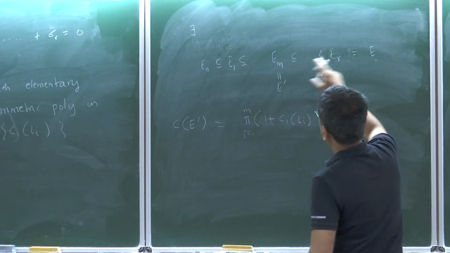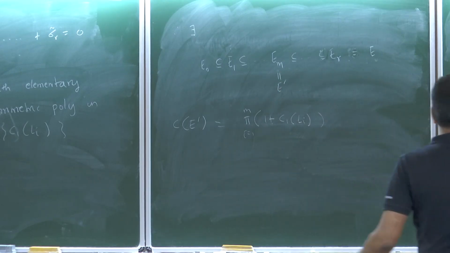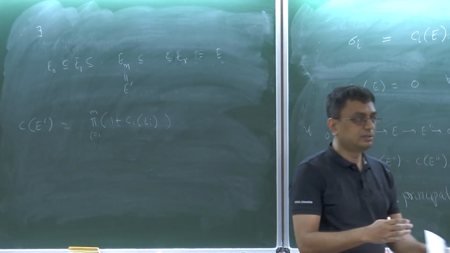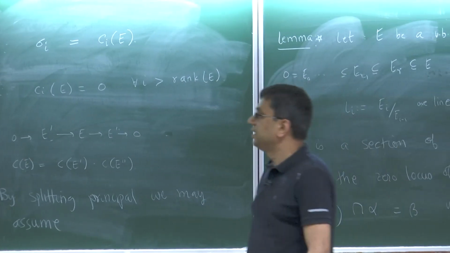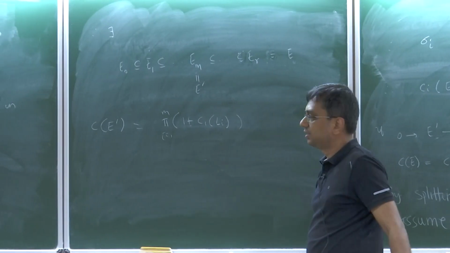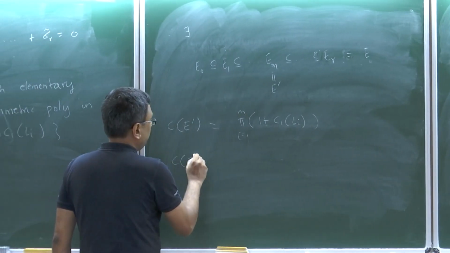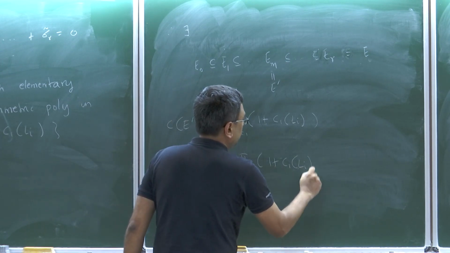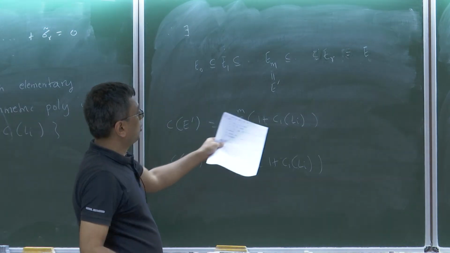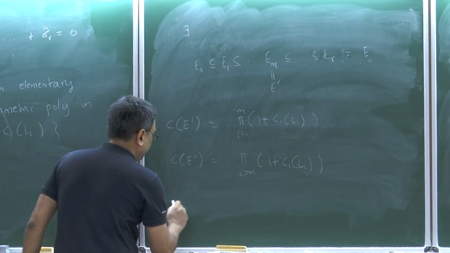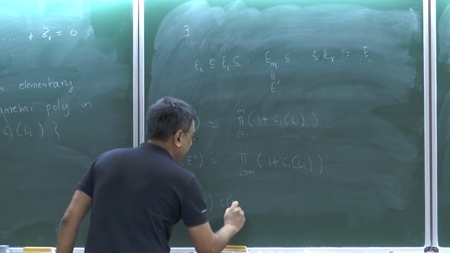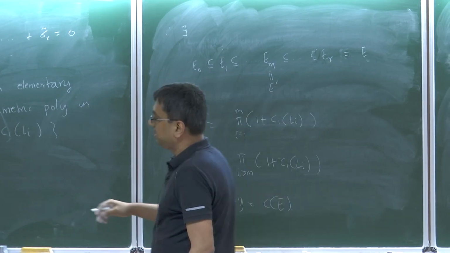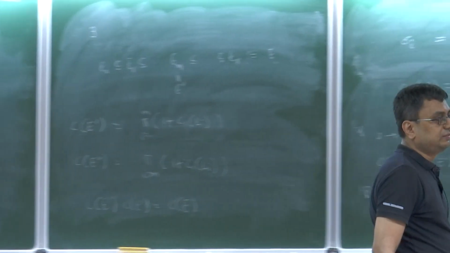But you see, E mod EM is E mod E prime, which is isomorphic to E double prime. What are the line bundles which occur as successive quotients for E double prime? They are all the Li's where i is greater than M, right? So C of E double prime is the product over i greater than M of 1 plus C1 Li, and of course the product of these is the product of 1 plus C1 Li. Therefore C of E prime times C of E double prime is equal to C of E, because the Chern class of E is also the product of this 1 plus C1 Li.